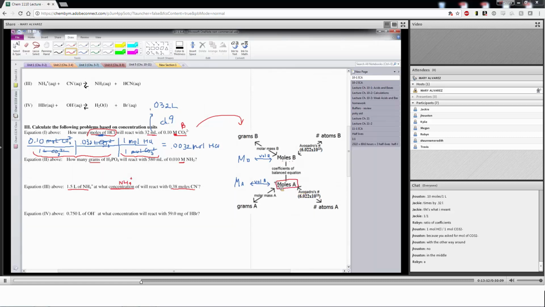Moles of A, this is what they gave you. So A is defined as cyanide for the purposes of this problem. They gave you moles of cyanide, which we're defining as A. So they gave you moles of A. They're asking for the concentration of ammonium. What are the units of concentration?